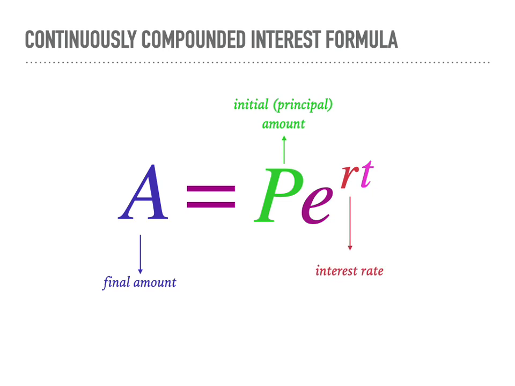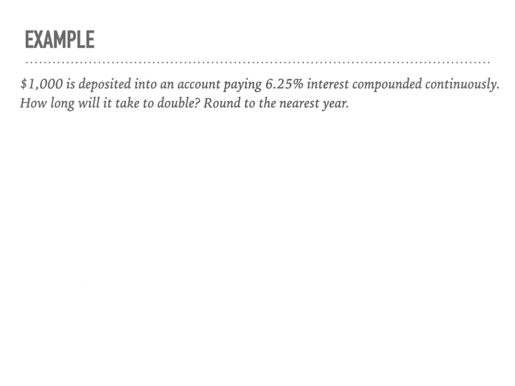Now let's do some fun word problems. Let's look at an example. $1,000 is deposited into an account paying 6.25% interest compounded continuously. Now this tells you that we're using A equals Pert. That's just a shortcut of understanding and memorizing this equation. How long will it take to double? Round to the nearest year.